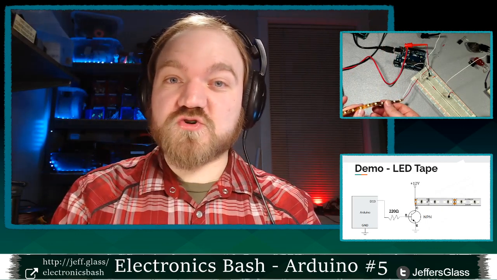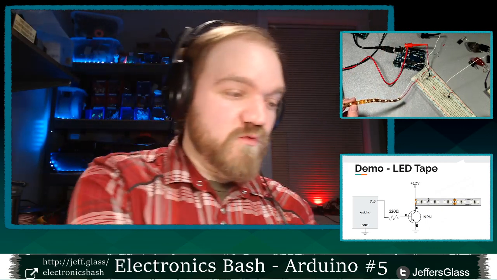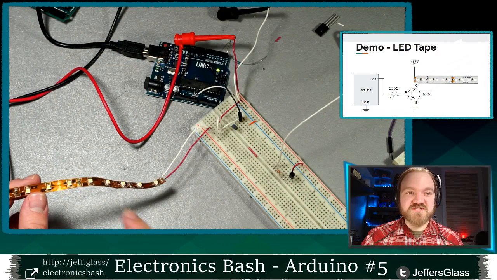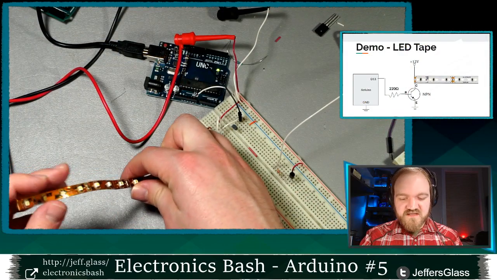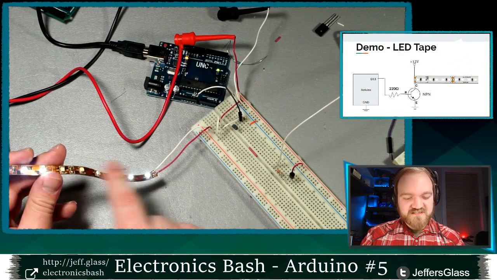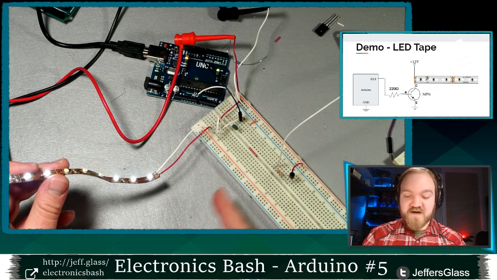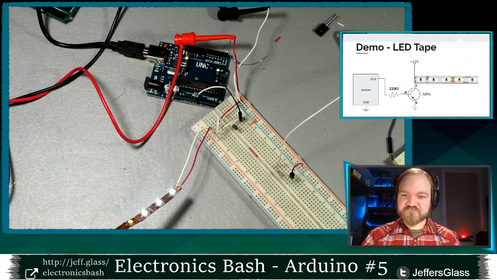So this is basically how you control LED tape with an Arduino. You use a transistor to pass the current through it. I'm passing just a little tiny bit of current because there's a little bit of tape here, but this could be a significantly larger amount.